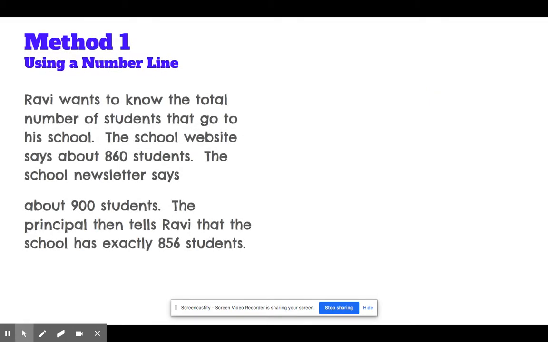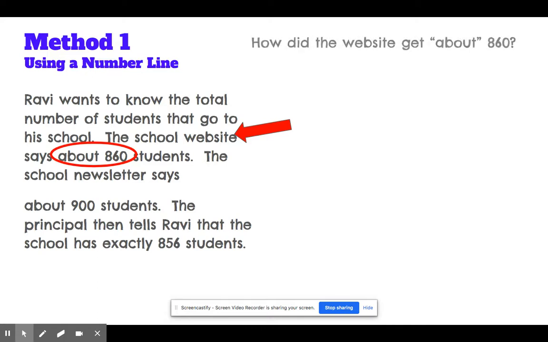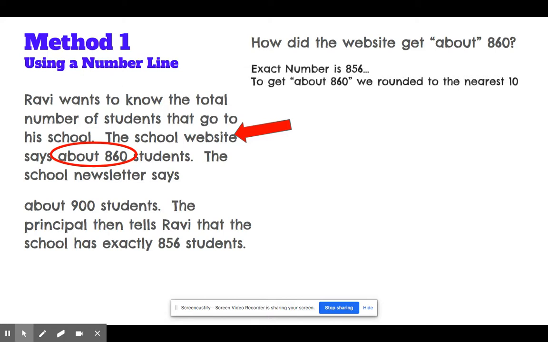So here's the math message again. And the first method for rounding we're going to use is using a number line. So the school website says about 860. When you see that word about, that tells us that they are estimating. So how did the website get about 860? Well, our exact number, according to the principal, is 856. So down here, it's 856.